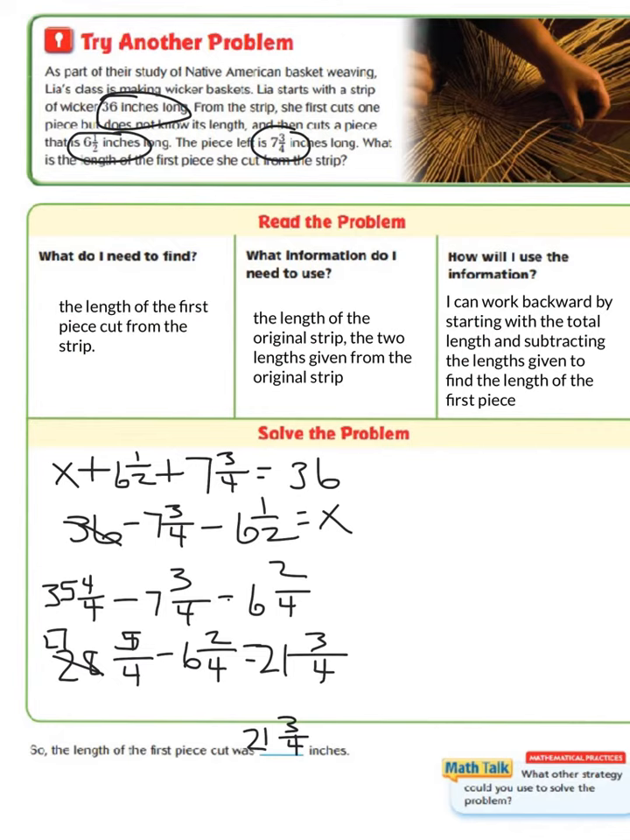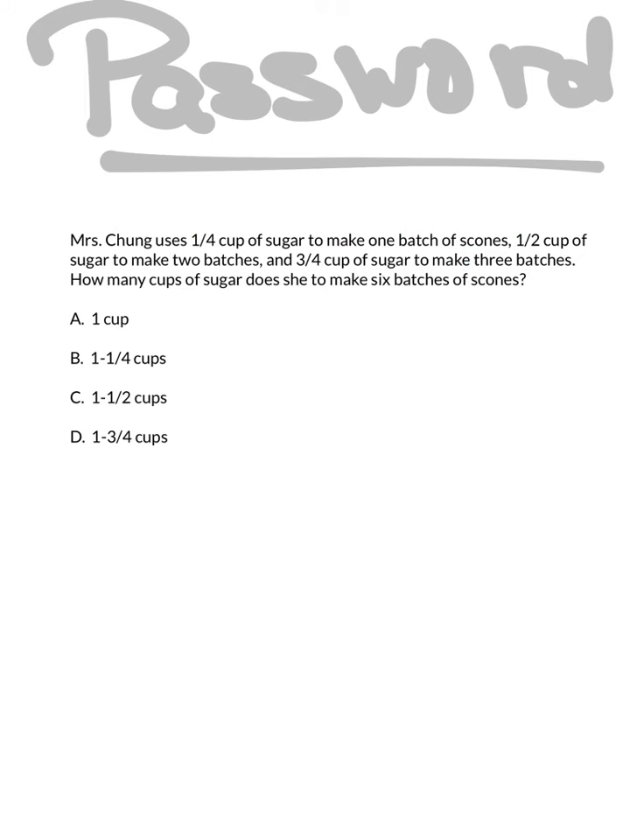So now, take a look at our password for tonight's lesson. Mrs. Chung uses 1/4 cup of sugar to make 1 batch of scones, 1/2 cup of sugar to make 2 batches, and 3/4 cup of sugar to make 3 batches. How many cups of sugar does she need to make 6 batches of scones? 1 cup, 1 1/4 cups, 1 1/2 cups, or 1 3/4 cups?